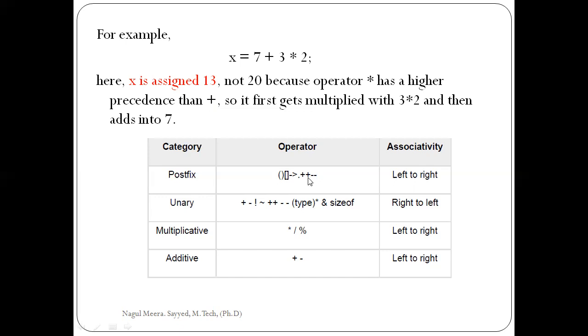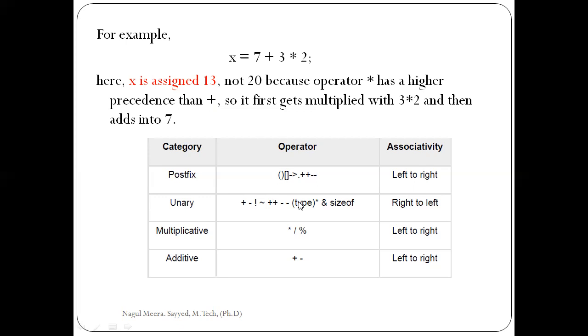How are these operations performed? From left to right. Left to right means first this operation is performed, then this one, then this one, and then these operations. For example, if you take plus, minus, not, negation, plus plus increment, minus minus decrement, our expression consists of these in this order.